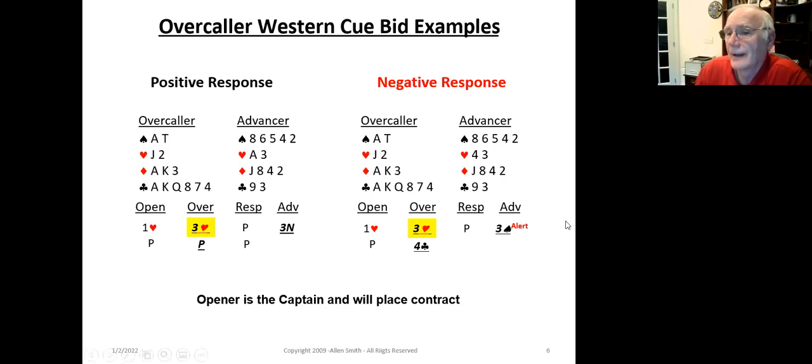He's not at this particular juncture because of the bidding sequence. The advancer really doesn't have any other bid.